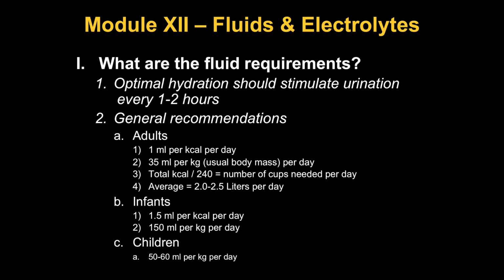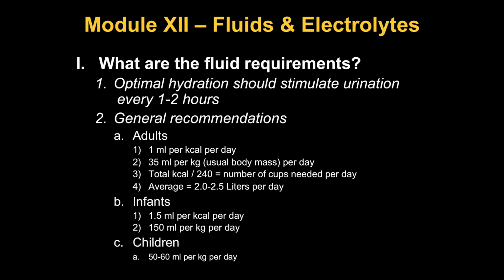So what are the fluid requirements? Well, optimal hydration should result in urination about every 1 to 2 hours. So every 1 to 2 hours, the kidney should be concentrating some urine. So some general recommendations here as far as adults.